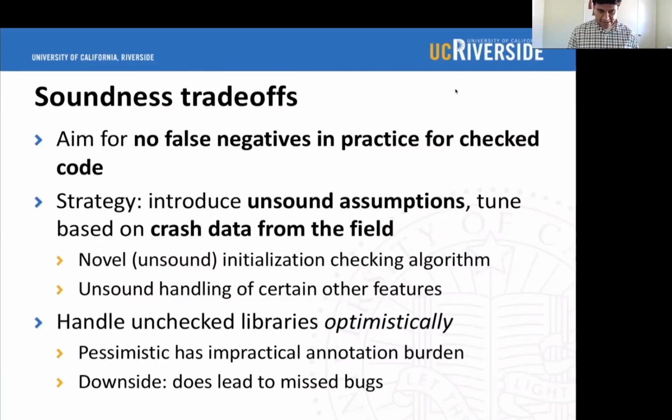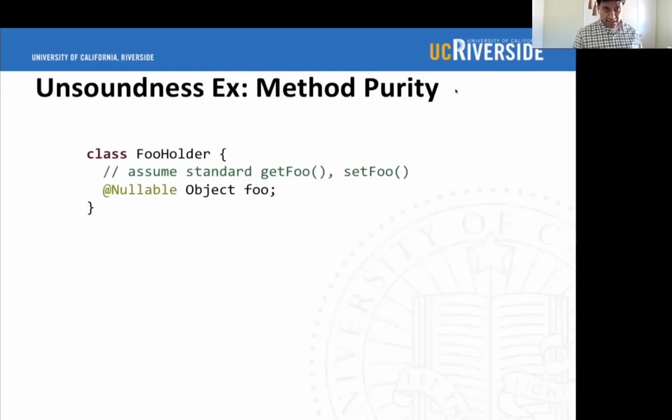There is a downside here, which is that this is still probably the main cause of null pointer bugs that are missed by our tool. And we have some ongoing work on trying to do better for these kinds of libraries with a bit of inference. So let me give you an example of one of our unsound assumptions.